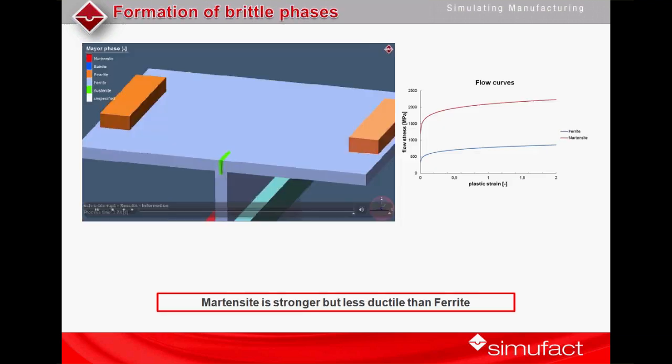Now, if you look at the phases, then you see that during the welding, you initially get the austenite, and then as it starts to cool down, you get the creation of the martensite phase. And it's important to take that into account because martensite is stronger but less ductile than the ferrite phase. And on the right side, you see the two flow curves for each of these phases.